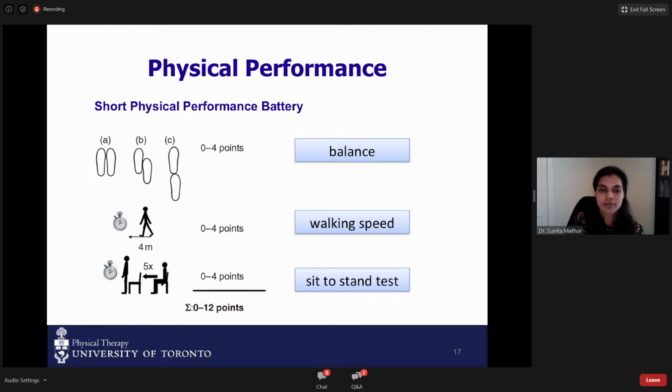And a score of between 9 and 10 is usually used as a cutoff for poor physical performance, or sometimes used as a cutoff for frailty or sarcopenia. The other benefit of this test is that you can also look at the individual components. So walking speed on its own is a very good predictor of physical well-being. Similarly, the sit-to-stand test on its own. So you can use either the point system of the short performance battery or the individual components. So we do tend to use this test quite a bit.